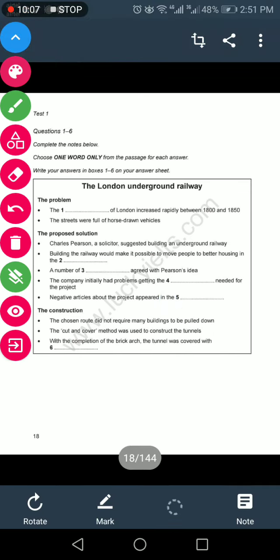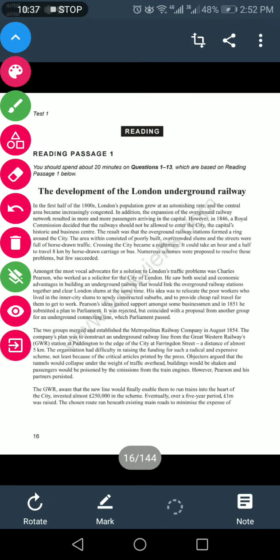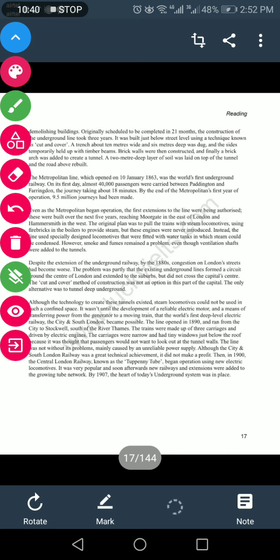Next, the last blank. With the completion of the brick arc, the tunnel was covered with dash. Now we have to check what the tunnel was covered with. So we have checked the location. So this location, yes: demolishing building, originally scheduled to be completed in 21 months.